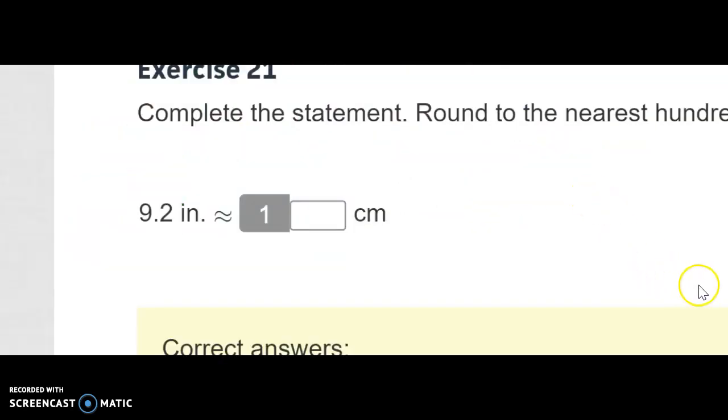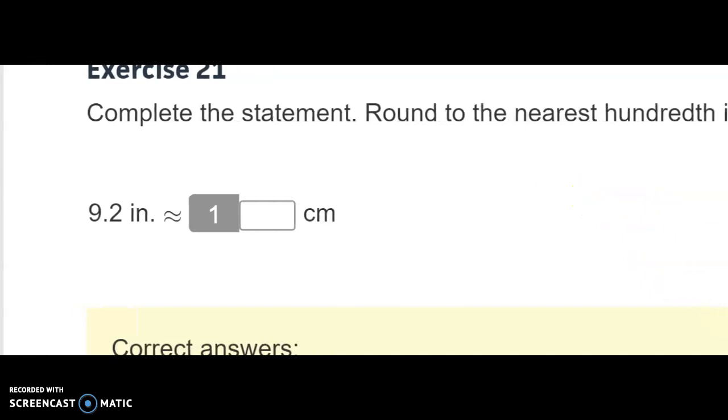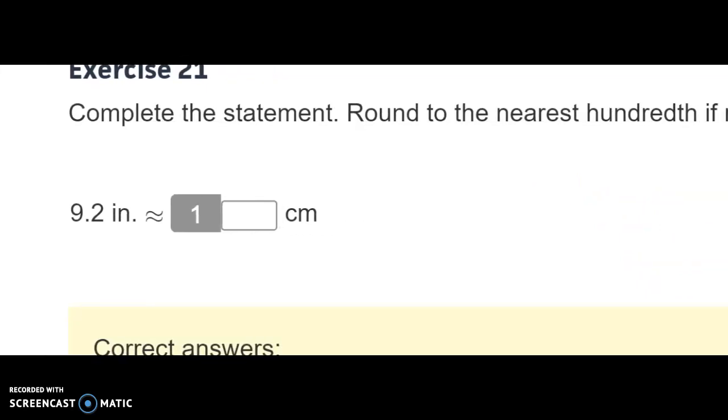So our next question says this: complete the statement, round to the nearest hundredth if necessary. So we have 9.2 inches approximately equals, this is an approximate equal sign. It's not an actual equal sign. Somewhere, because they're rounding, somewhere to this many centimeters.